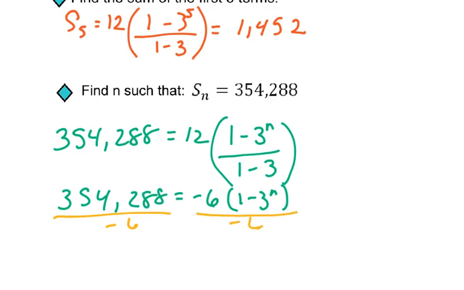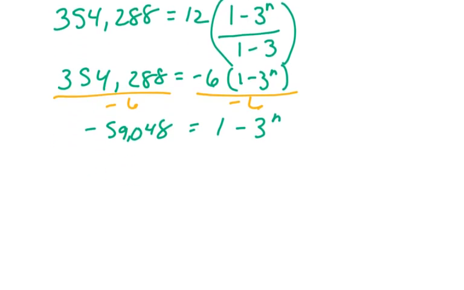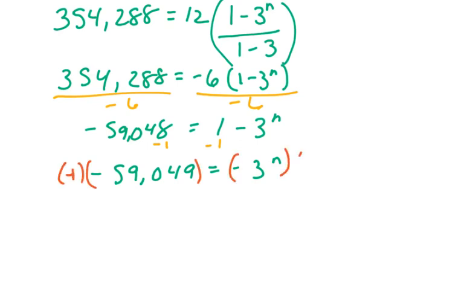And we get negative 59,048 is going to be equal to 1 minus 3 to the n. We are going to subtract 1 from both sides. That gives us negative 59,049 is equal to negative 3 to the n. We know that we can multiply both sides by a negative 1 to make those positive.